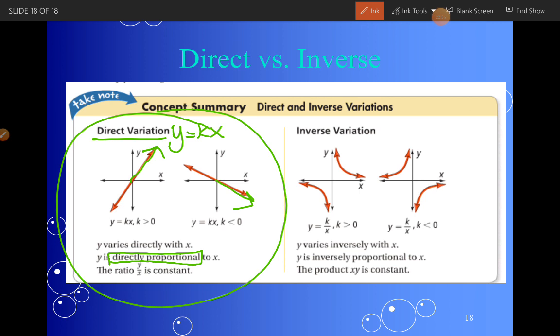Now, inverse variation is inversely, so it's like oppositely proportional. Y is equal to k over x. But remember, that x cannot be 0. Okay? So basically, it's saying that it's not going to touch when x is 0 or when y is 0, because it would make this whole function undefined. So that's what the graphs would look like for the inverse variation.